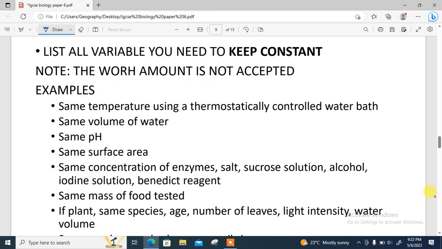Now also, when doing that, the first thing is to identify your independent variable and tell the examiner how you want to manipulate it. Then after that, the second thing you should do is to list all variables you need to keep constant. You list them. Now note, the word amount, sorry, this should be WORD, the word amount is not accepted. So instead of using amount, you should use words like volume. You should use words like mass. Do not use amount. We are not looking at money here. We are looking at something we could measure in the lab.